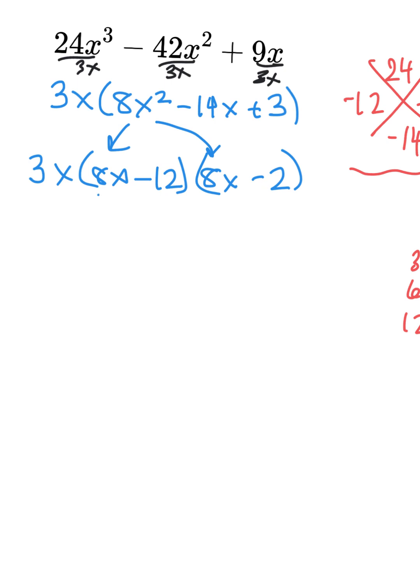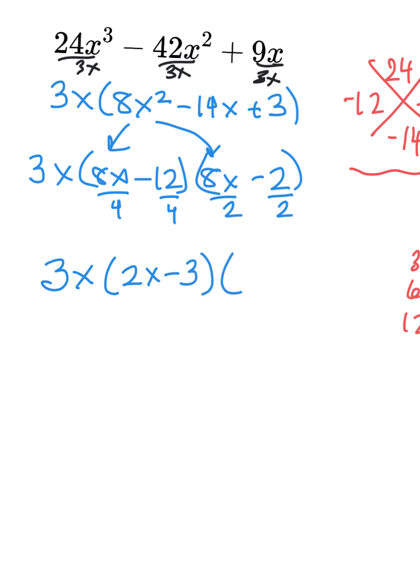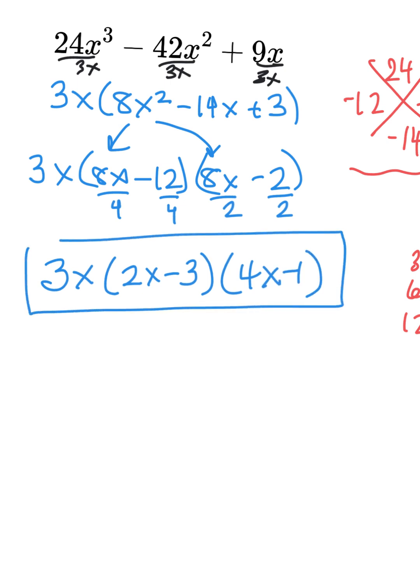So between 8 and 12, I can divide out a 4. And between 8 and 2, I can divide out a 2. So when I have that, I'll bring down the 3x. 8x divided by 4 is 2x. Negative 12 divided by 4 is 3. And we have 4x minus 1. Okay, so there is your answer for this one.